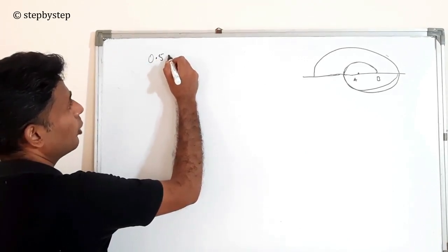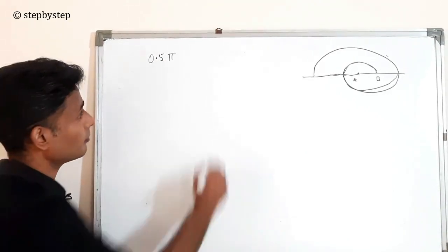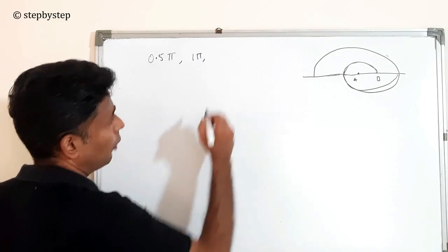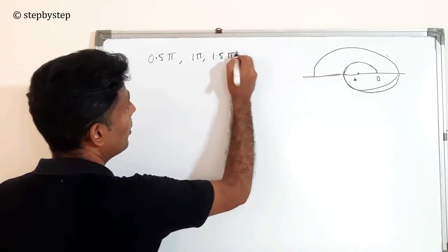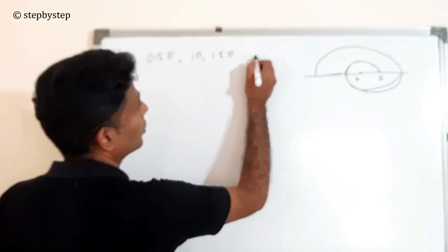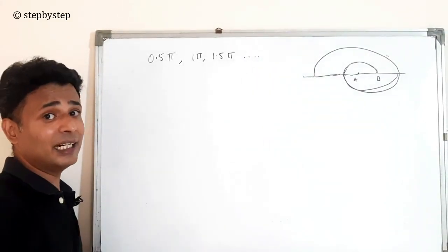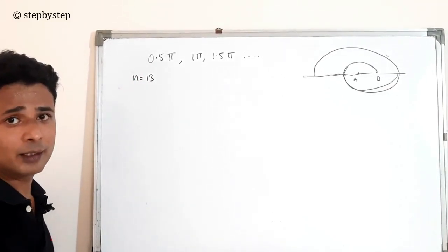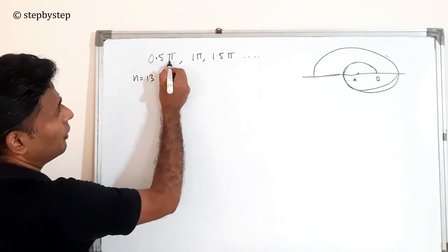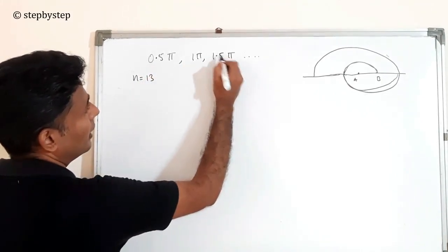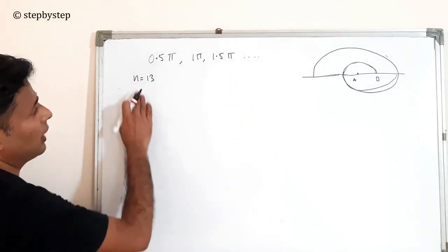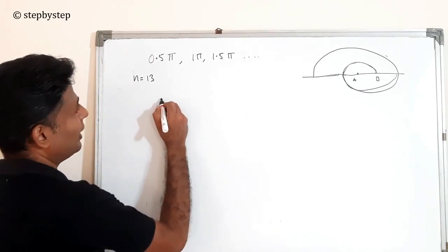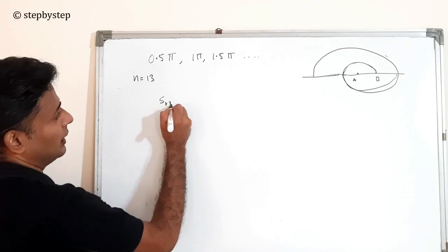So for the first one, the radius is 0.5, so pi r would be 0.5 into pi. The length of the second semicircle will be 1 into pi. The third one will be 1.5 into pi. So it goes on, and there are 13 consecutive semicircles, so n is equal to 13. The lengths of the first, second, third semicircle form an AP. We have the number of terms, so what we need to find is S of n, that is S of 13.